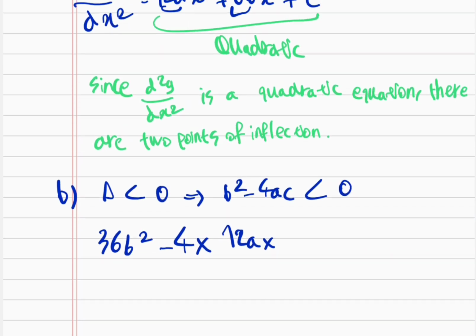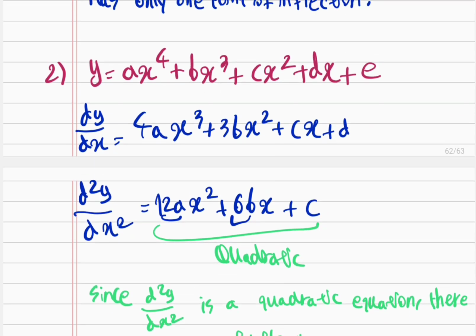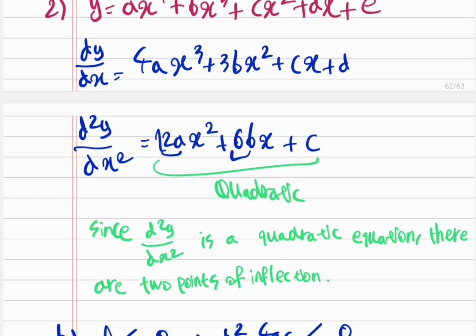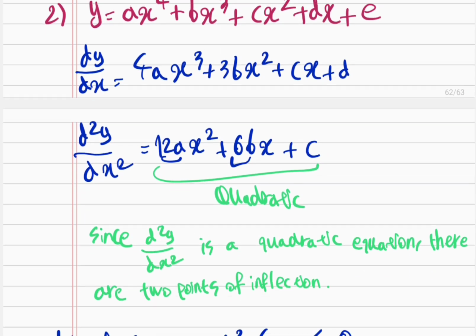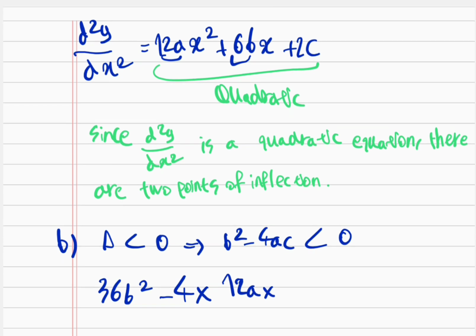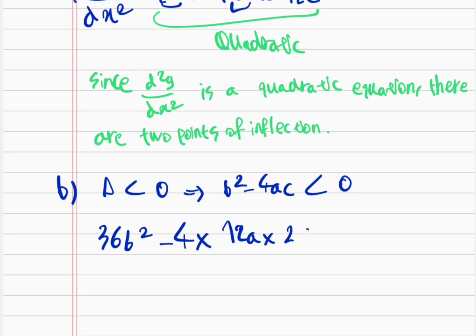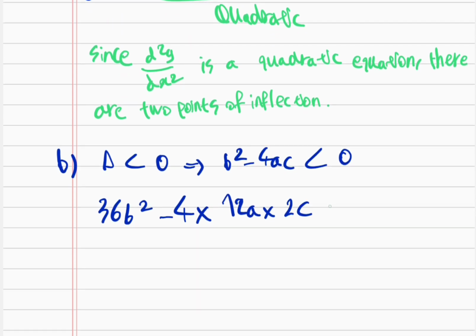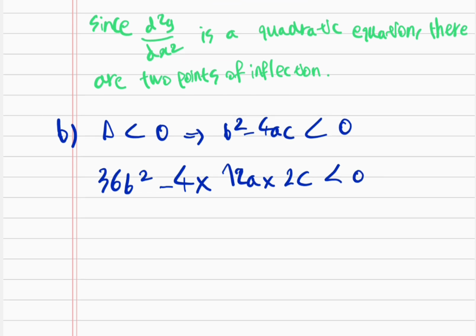okay, I just realized that I made a mistake when I was differentiating, because if we go back to the first step, the function has the term cx squared, so the first derivative is going to be 2cx, not cx, and the second derivative is 2c. So that means here we'll have 2c. Now this is the inequality that we have.